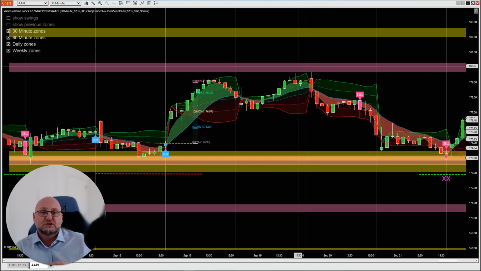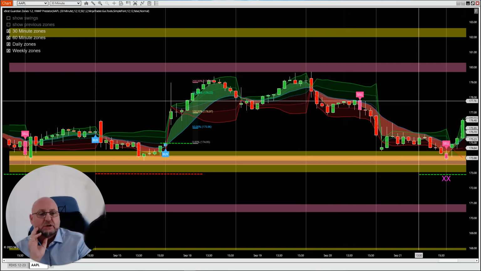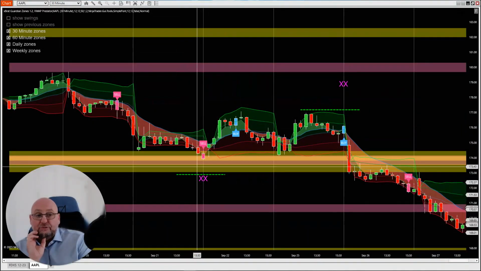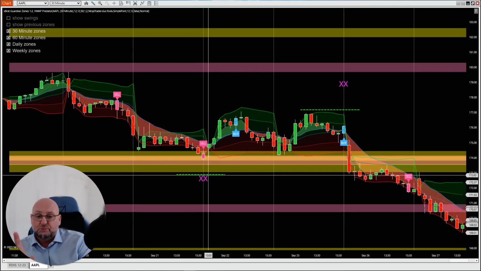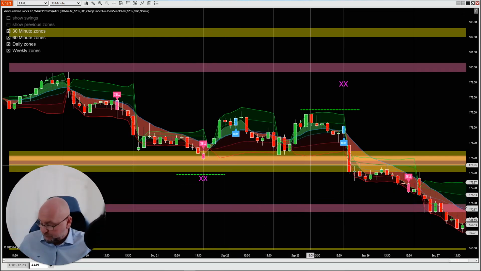Use the support and resistance zones for your targets. Don't try and second guess if it's going to push through. Use the signals, use the support and resistance zones for the targets. Moving further along, we get a sell signal here. I'm not going to take it. Why? Because there's no risk reward if it does break through that support to the next one.